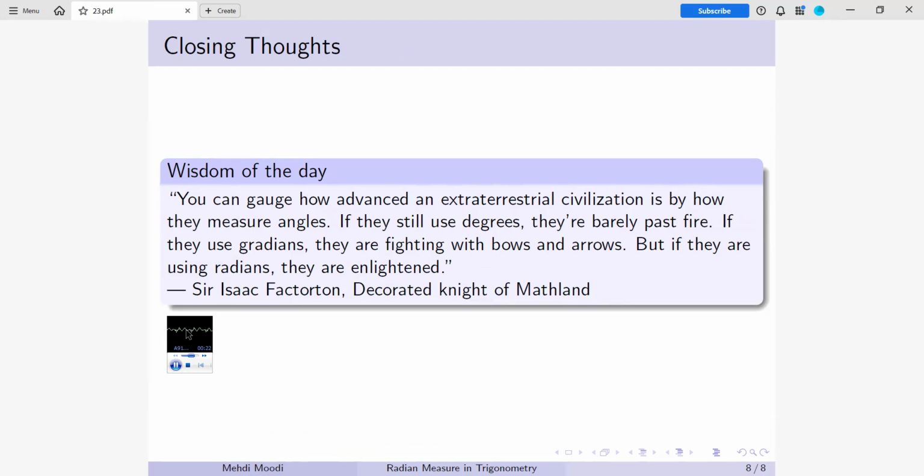He believed that radians are the metric of cosmic intelligence. If aliens are out there integrating sine in degrees, we're probably safe. If they're using radians and simplifying beautifully, prepare to be humbled.